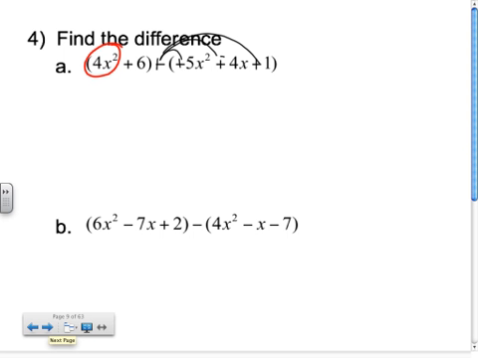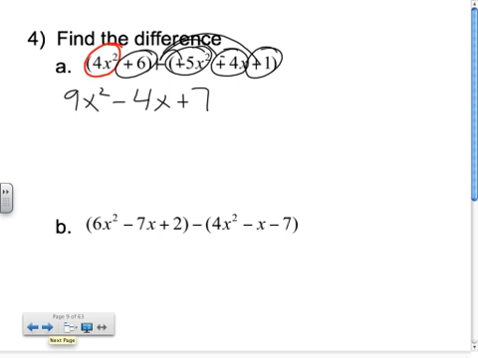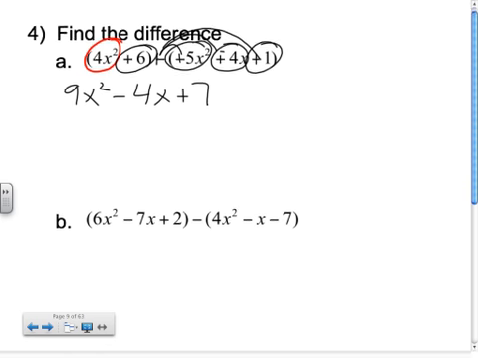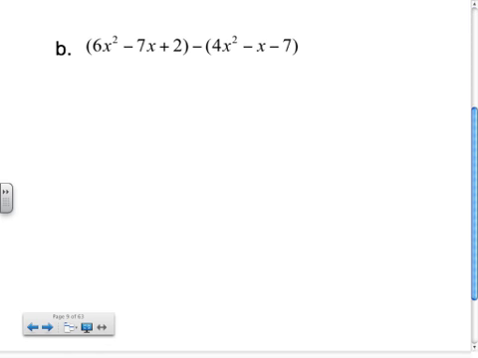So I have 4x squared plus 5x squared. That's 9x squared. Okay, I have negative 4x, and that's all by itself, so I have negative 4x. And I have a positive 6, and I have a positive 1. Positive 6 and positive 1 makes positive 7. All right, again, pretty straightforward once you kind of get the hang of combining things with the same degree.